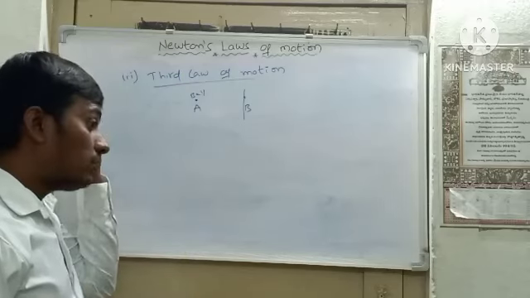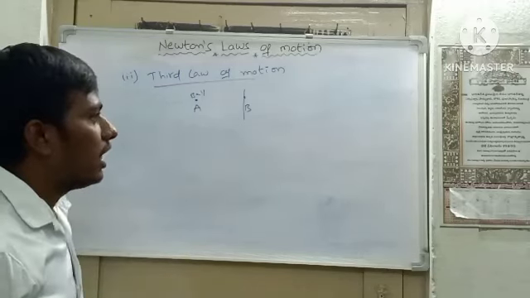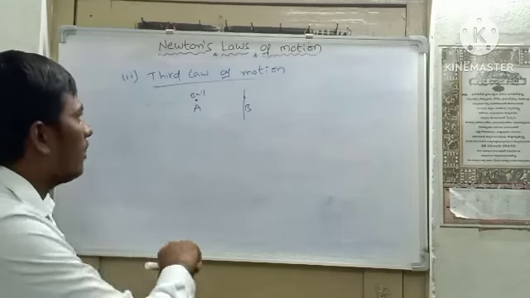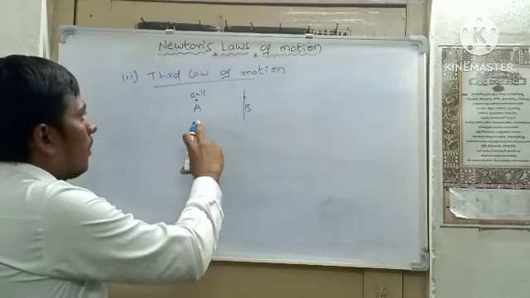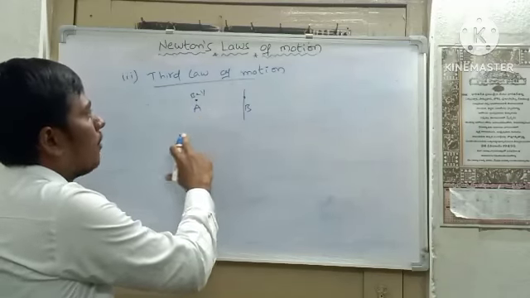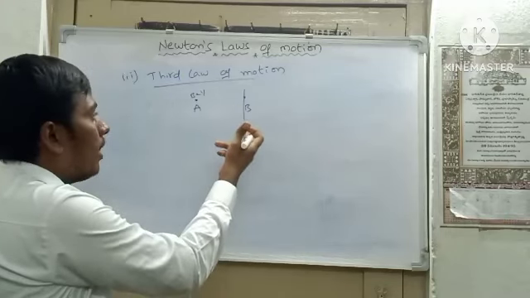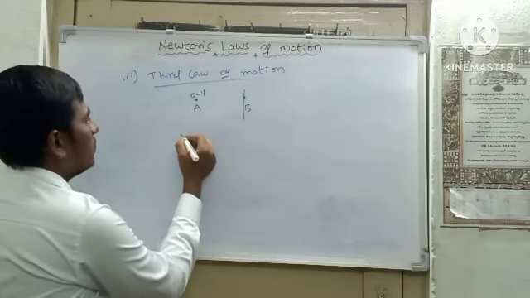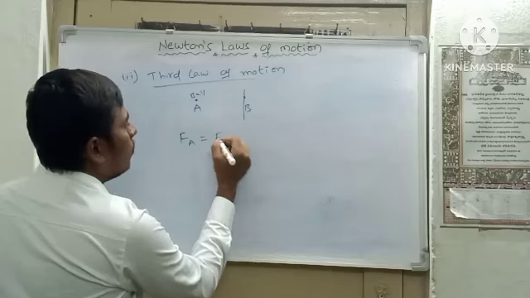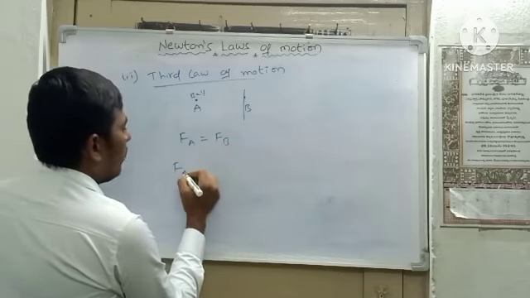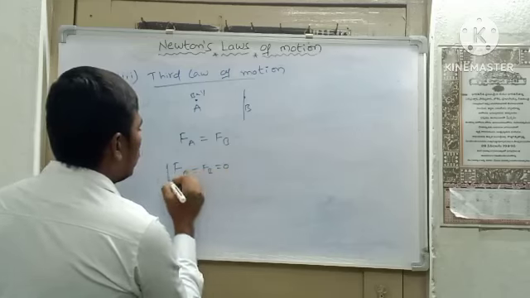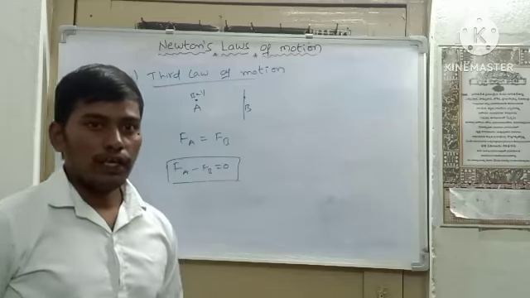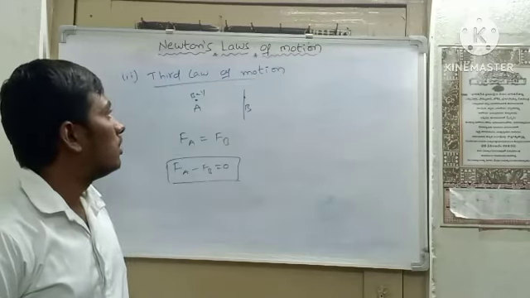Here the third law says what? Every action has an equal and opposite reaction, but the direction is different. Here point A is applying force on B and point B also applying force on A, equal in magnitude and opposite in direction. So force of A equal to force of B. So FA minus FB equal to 0. This is about Newton's third law. Okay, thank you. This is about the 3 laws of motion.